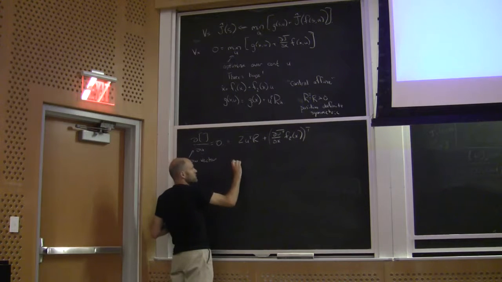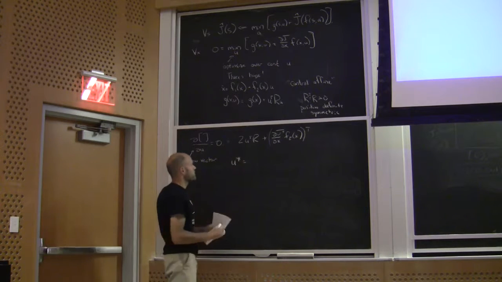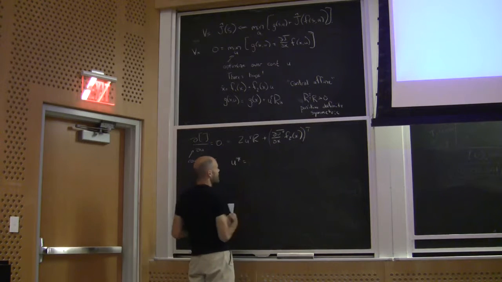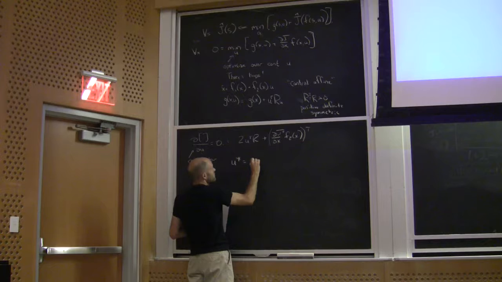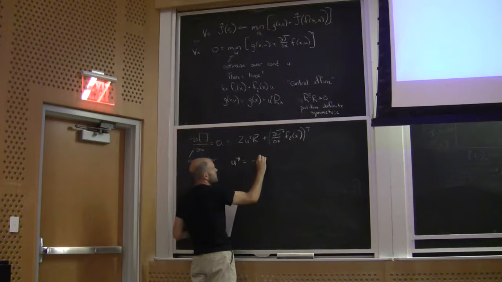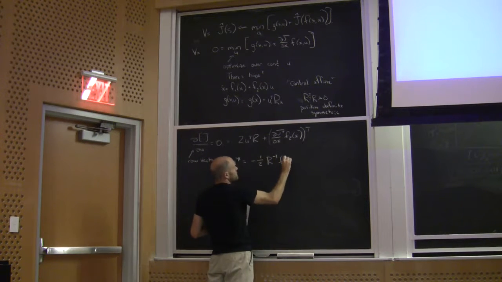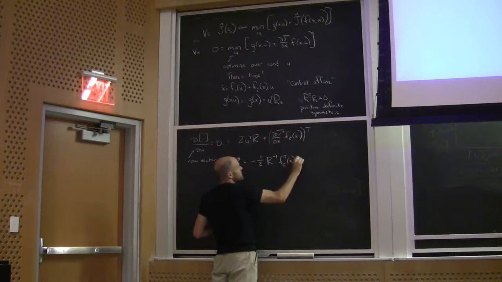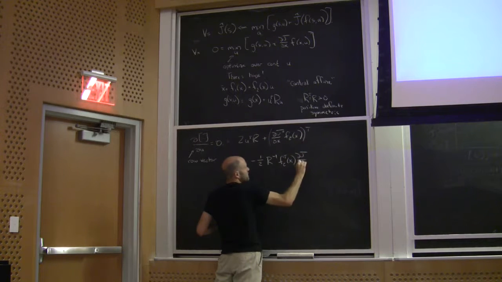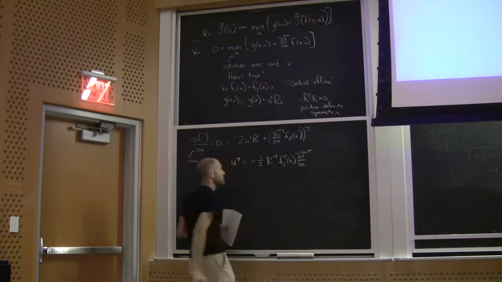So my optimal controller for a pretty general set of things, once you tell me j, I can just read off the optimal controller. It's going to be, I'll solve this, negative 1/2 R inverse f2 transpose of x, partial j partial x transpose.